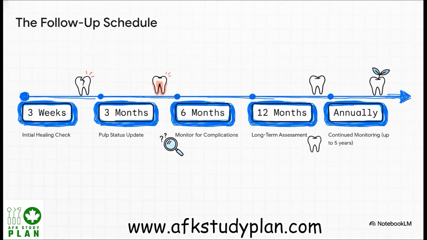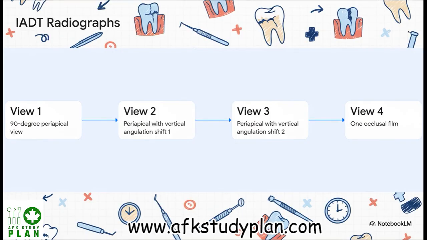Easy enough, right? Now, when it comes to radiographs, one shot is never enough. Never. The IADT, the International Association of Dental Traumatology, they set the standard, and it's at least 4 different views. You need your straight-on 90-degree periapical, 2 more PAs with different vertical angulations, and 1 occlusal film. Why so many? Because you're looking for things that hide, like root fractures or displacements that a single angle will absolutely miss. This is the standard of care.